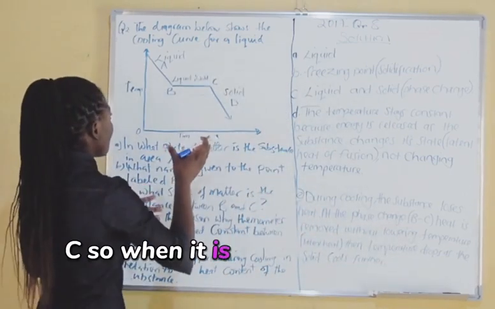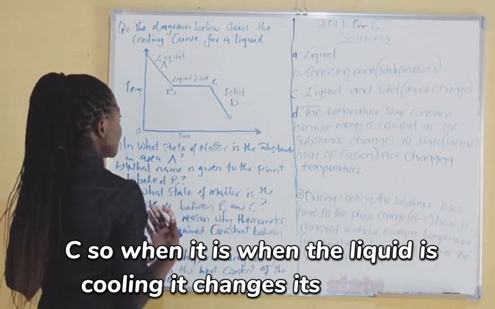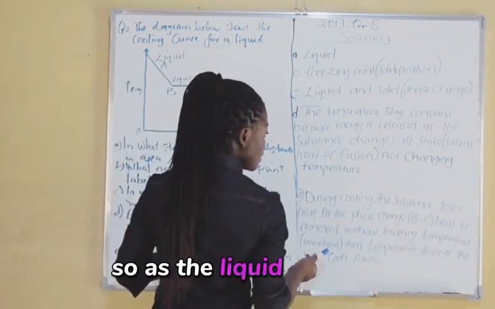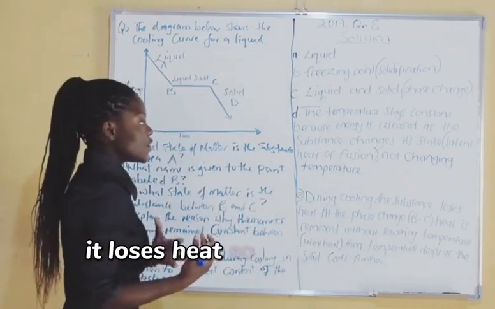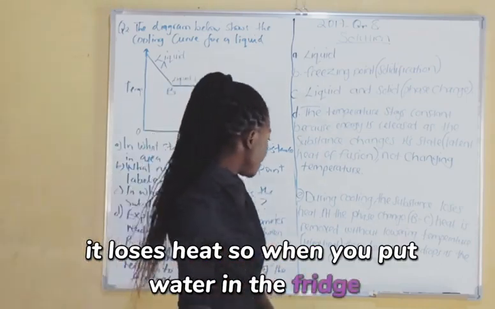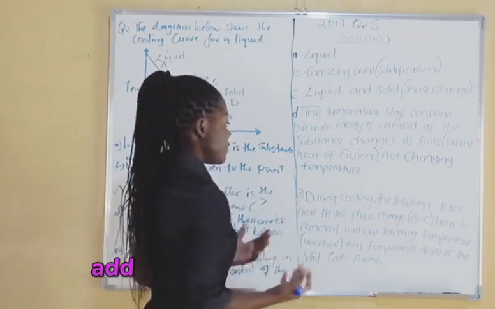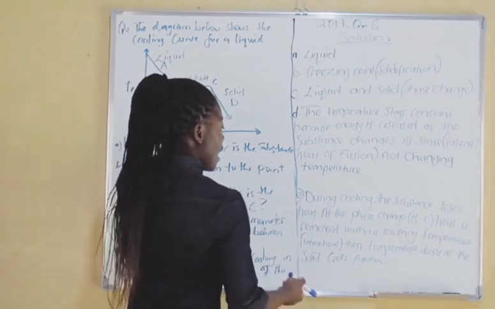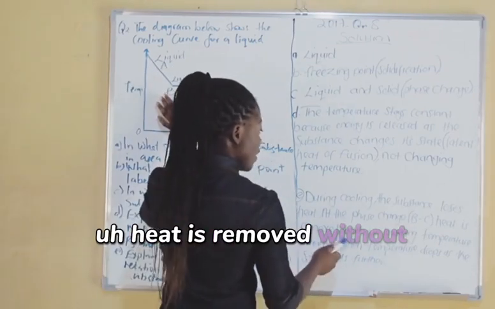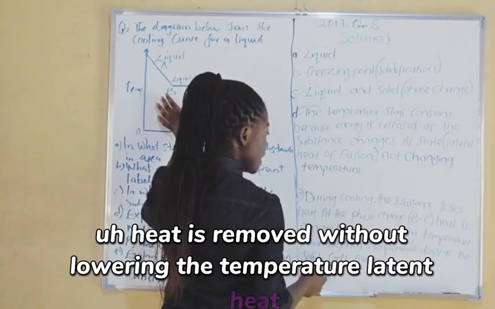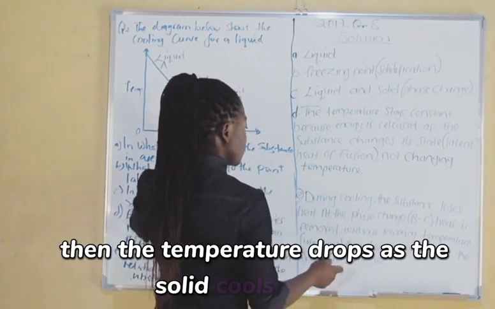When the liquid is cooling, it changes its state. As the liquid is cooling, it loses heat. When you put water in the fridge, it will lose heat for it to change its state from a liquid to a solid. At the phase change BC here, heat is removed without lowering the temperature, latent heat. Then the temperature drops as the solid cools further.